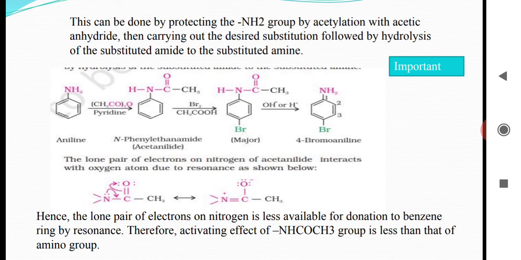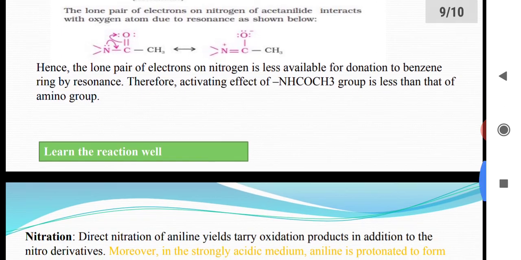I hope this part is clear, and this is a very important topic: how would you get a mono substituted product from aniline? You do the acetylation with acetic anhydride, that is how you protect the NH2 group. Later, after hydrolysis, you get back the amine.